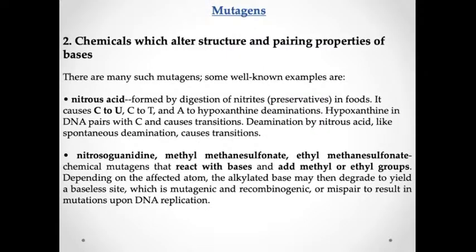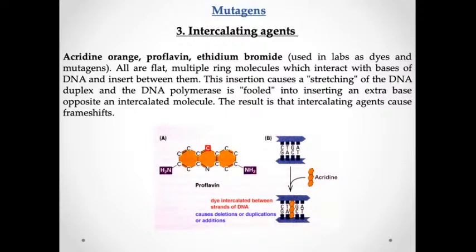Next are chemicals which alter the structure and pairing properties of the bases. There are mainly two examples: nitrous acid and nitrosoguanidine, and methane sulfonate and ethyl methyl sulfonate, which react with the bases and add methyl groups. The third ones are the intercalating agents, which get attached within the base pairs. Acridine orange, proflavin and ethidium bromide, used in the labs as dyes, could act as mutagens.